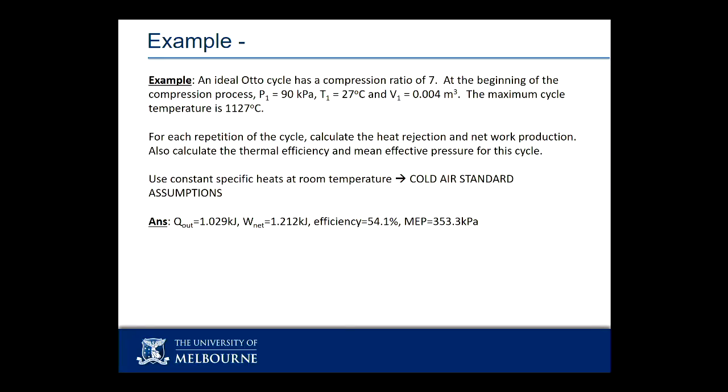So there's some code words. Constant specific heat means that I can assume Cp is the same no matter what I do. At room temperature means I can just use the Cp and Cv values at 27 degrees. These are called the cold air standard assumptions. And then the answers are given. So we'll put all of this onto our paper and start to work our way through. Blank piece of paper.